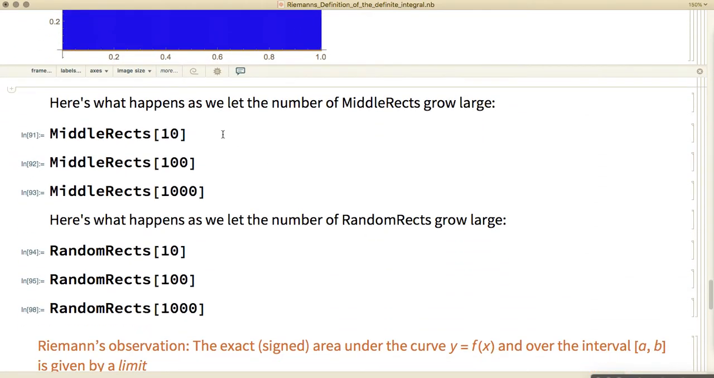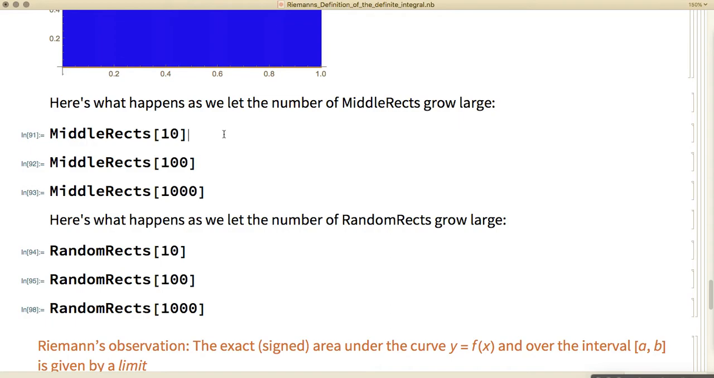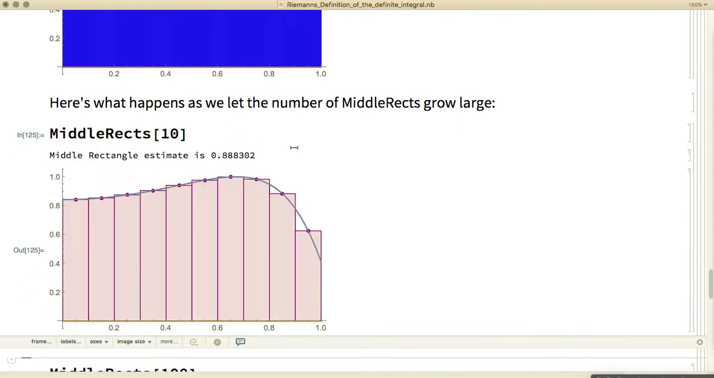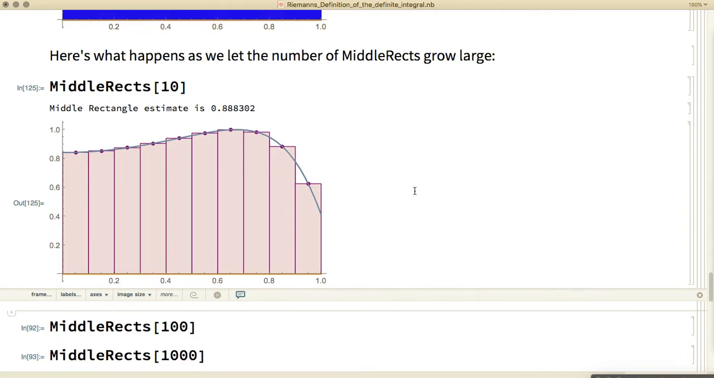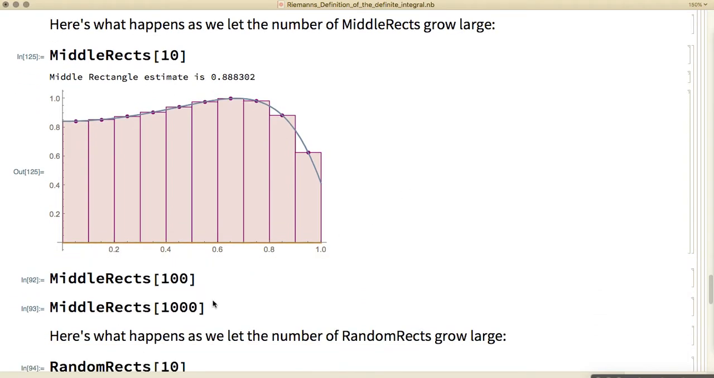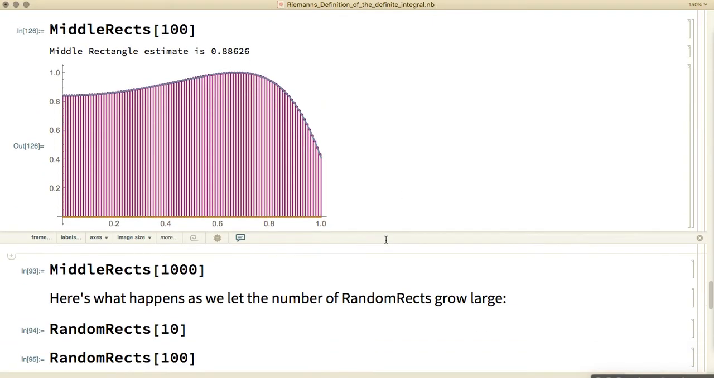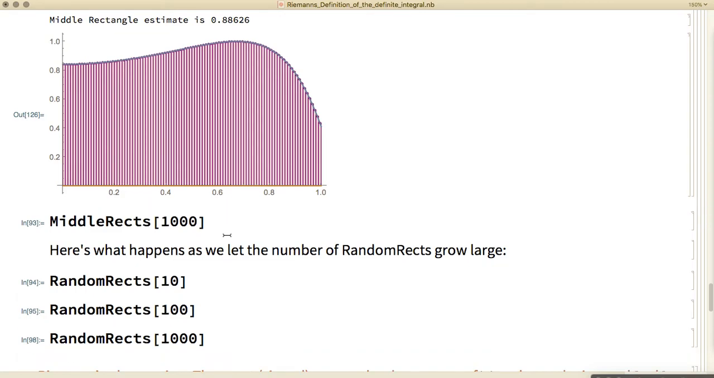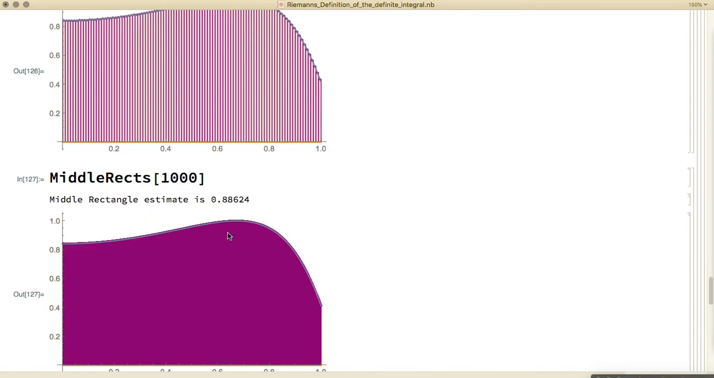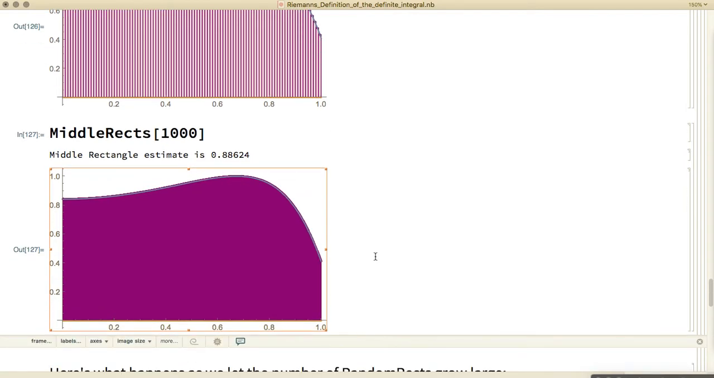Well, if we look at the number of middle rectangles and let them grow, there's the 10 middle rectangle estimate. Here's the 100 middle rectangle estimate. And here's the 1,000 middle rectangle estimate. And by the time we got 1,000 middle rectangles, we can't tell the rectangles apart from the area, and the estimate has settled down to about 0.886 again.